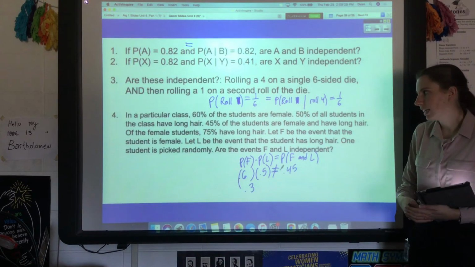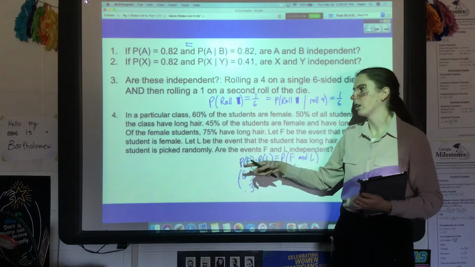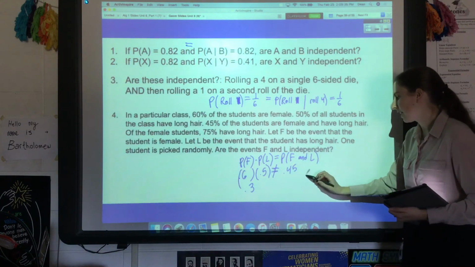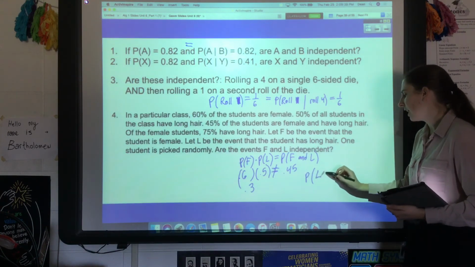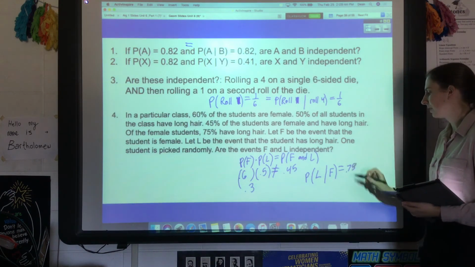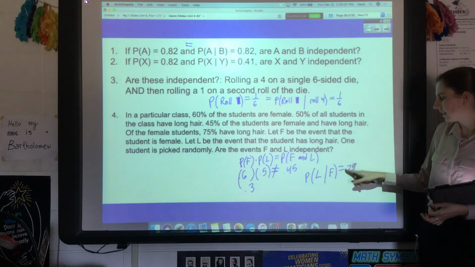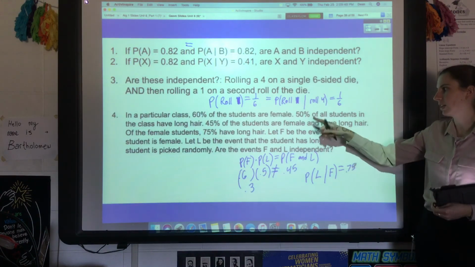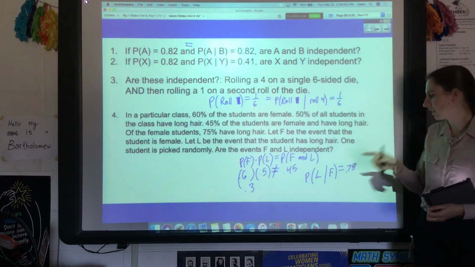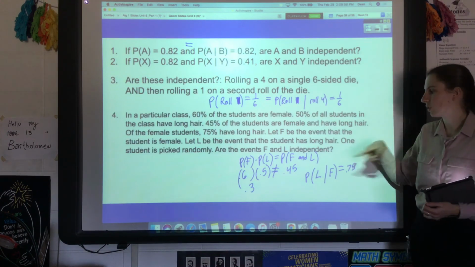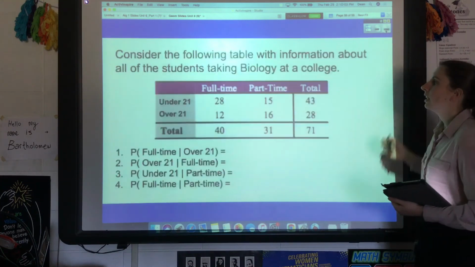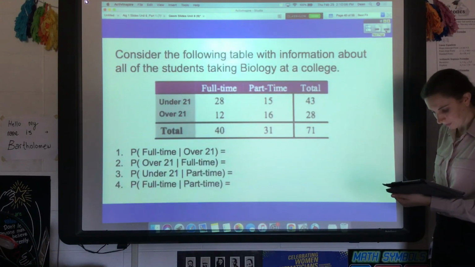I didn't actually end up needing this, but if I wanted to, I could. Of the female students, 75% have long hair. That's basically saying, what's the probability of having long hair given you're a female? That was 0.75. And basically, since this didn't match the probability of just having long hair in general, that also tells you that they are not independent, because these two should be the same. So either of those ways you can tell that those are not independent, and then they're dependent.